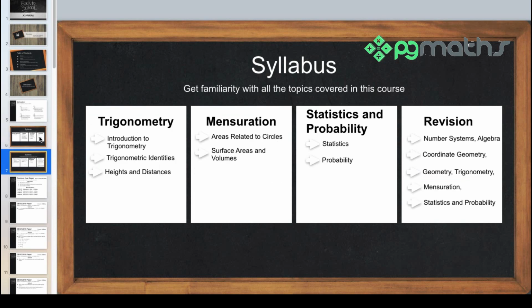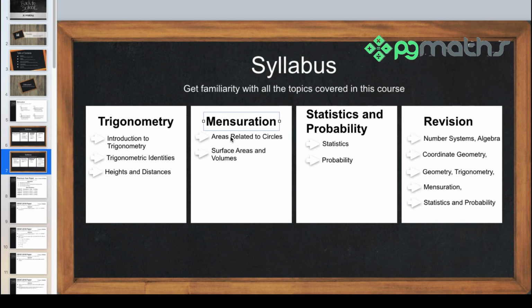Now, have we seen trigonometry before? No. Trigonometry has 3 chapters: introduction to trigonometry, trigonometric identities, and heights and distances. Well, this last chapter, heights and distances, will give you the practical examples of trigonometry. Yes, you will see. This is a very nice chapter.